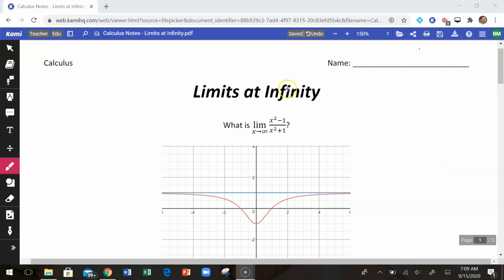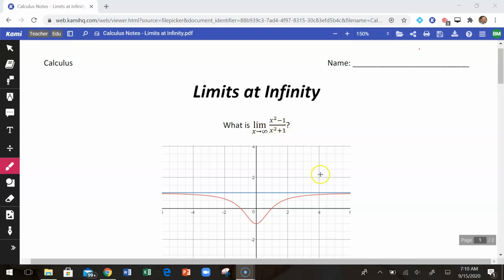Okay, limits at infinity. So the premise here is we want to know what a function does as the x's go towards infinity or possibly negative infinity. That just means as your x's get bigger and bigger and bigger, are your y values leveling off somewhere? So typically what we're going to be looking for are horizontal asymptotes. Is our graph approaching something as our x's get bigger or smaller, going toward infinity or negative infinity?